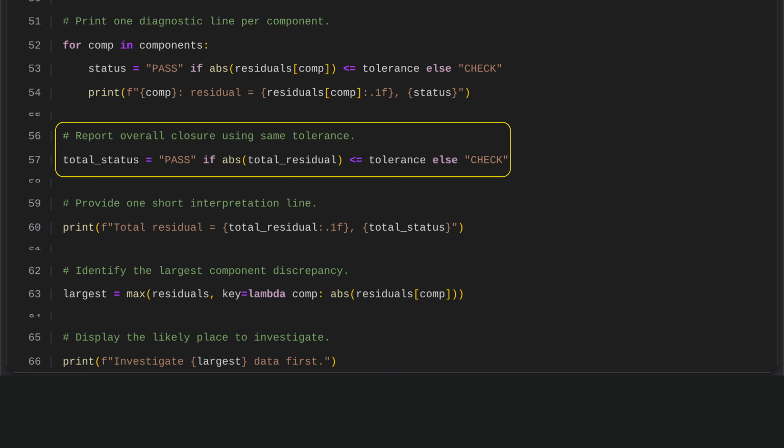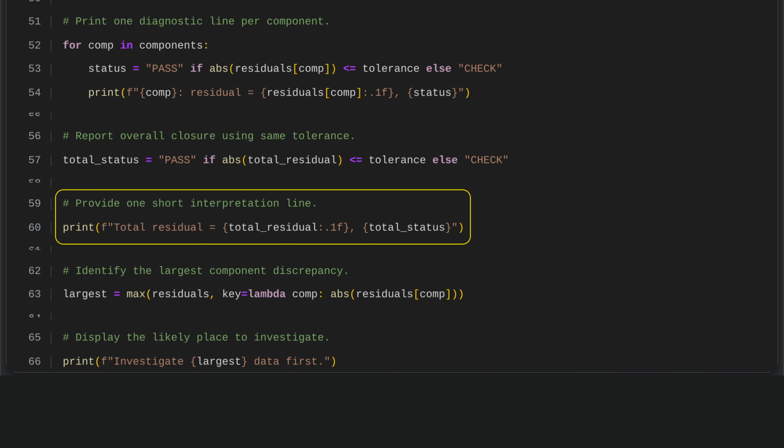The overall residual balance is checked by comparing its absolute value with the selected tolerance. If it is within that tolerance, the balance passes. If not, it is marked for further checking. This applies the same acceptance rule to the total material balance as to the individual components.